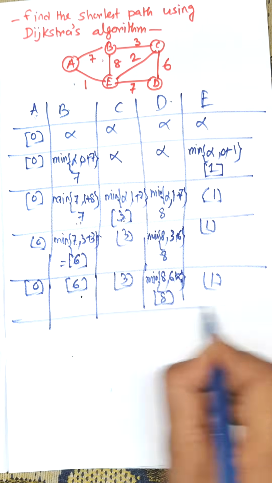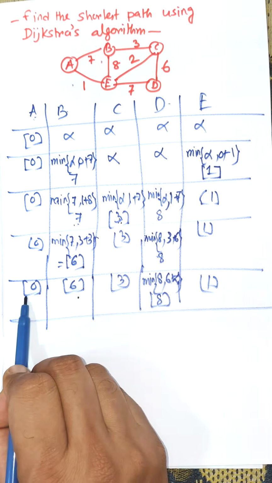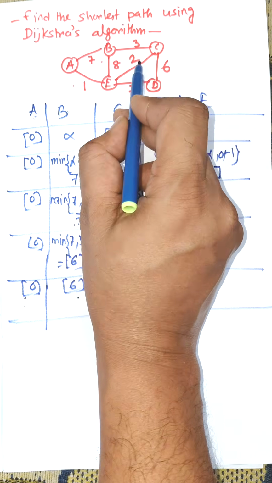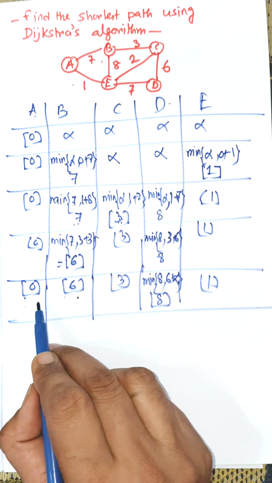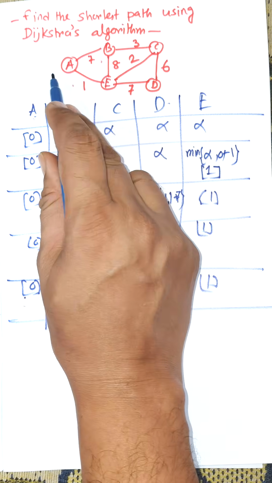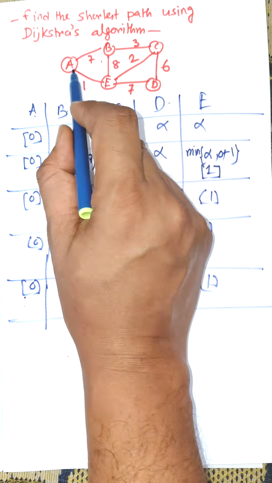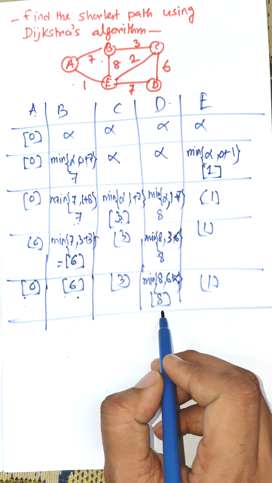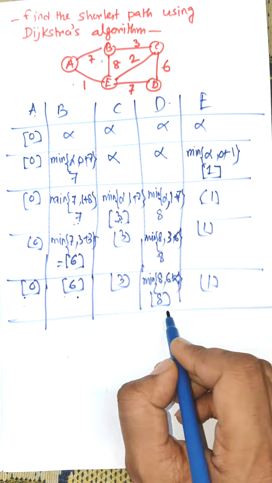So all the shortest paths from A are: A to itself is 0. A to B is 6. A to C is 3, that is 1 plus 2, 3. A to D is 8, and A to E is 1.